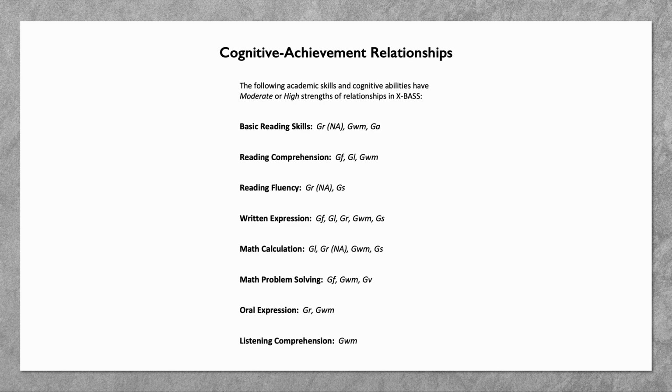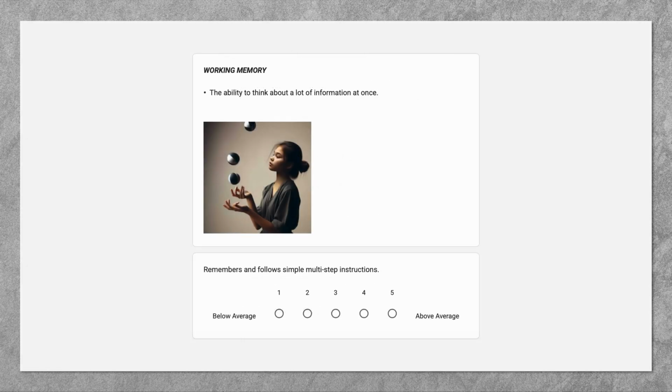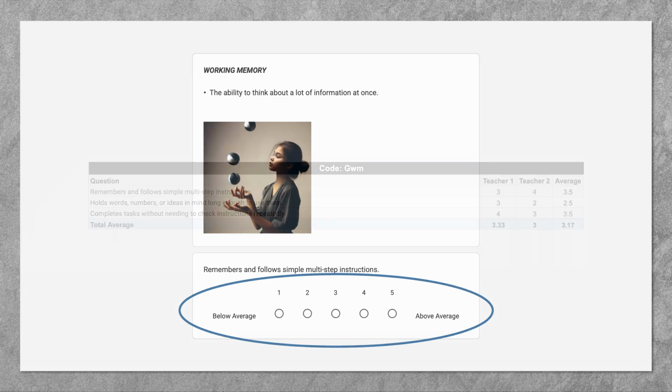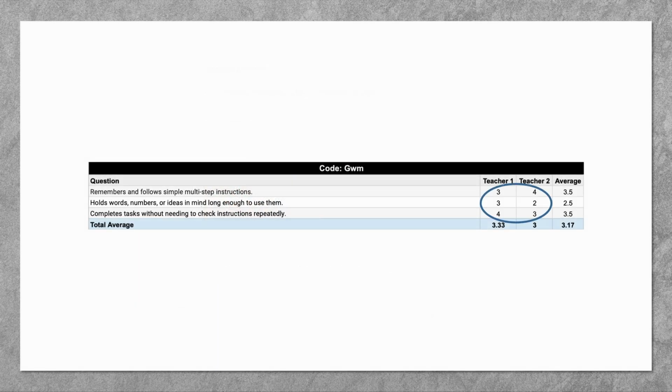But we need more information than this. So another tool I've been working on is a Google form where teachers rate the students' abilities from 1 to 5. And from that form, you get a Google Sheet showing individual responses and averages. And I find that total averages below about 2 tend to predict weaknesses on testing. So in this case, even though working memory can be associated with basic reading skills, I would not predict a working memory weakness based on teacher observations.